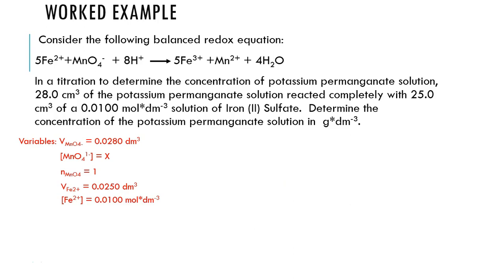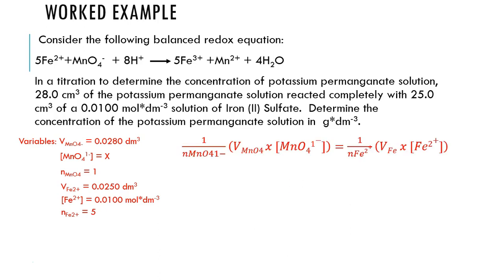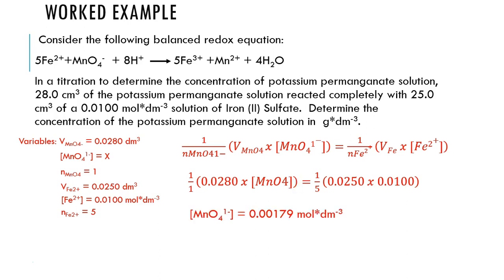The concentration of iron 2 is 0.0100, and the number of moles of iron, according to the equation, the stoichiometric coefficient of iron 2 is 5. So our equation then becomes this. When we plug in all the values, we should get 1 times 0.0280 times unknown concentration is equal to 1 over 5, or 0.2, times 0.025 times 0.0100. When you plug in the numbers, you get the concentration of the permanganate ion is 0.00179 moles per cubic decimeter.